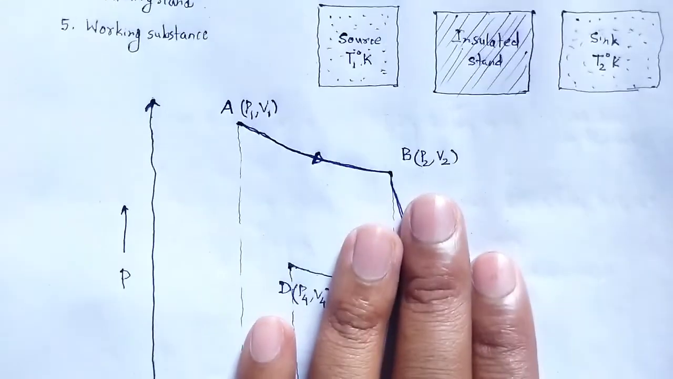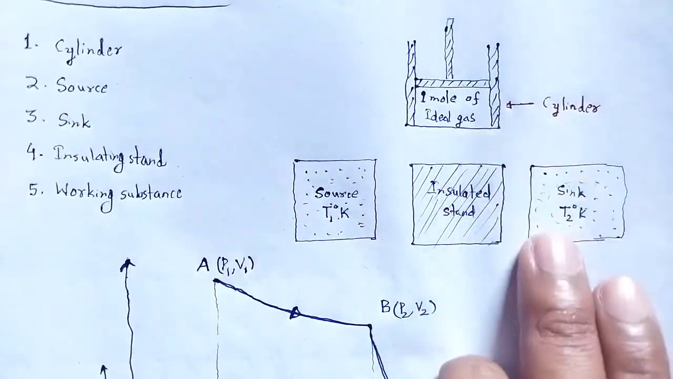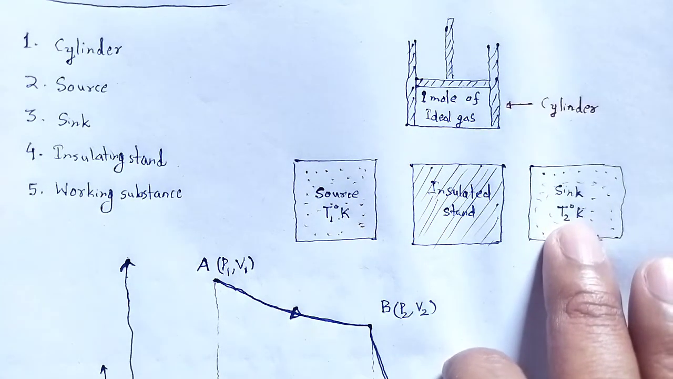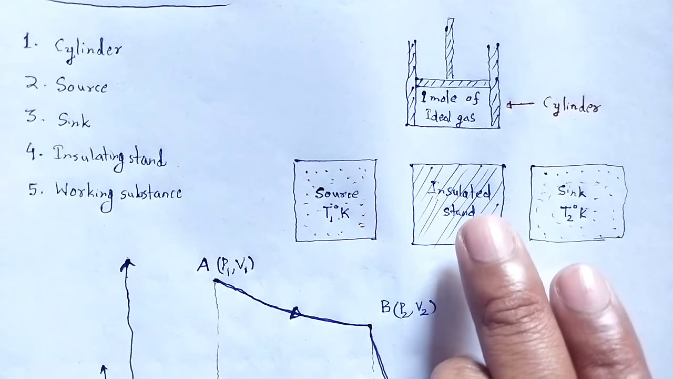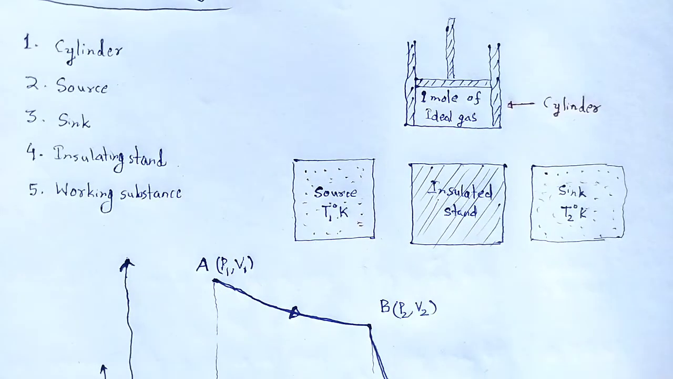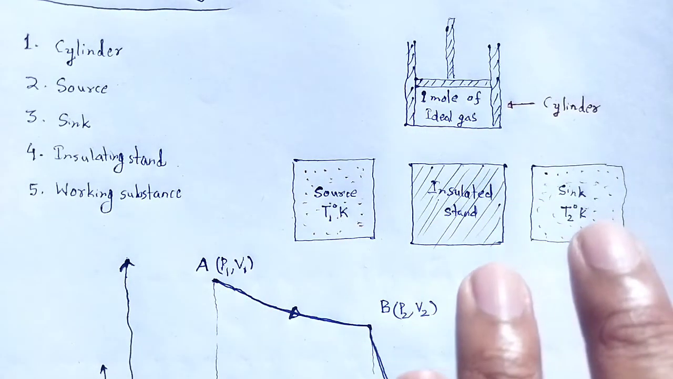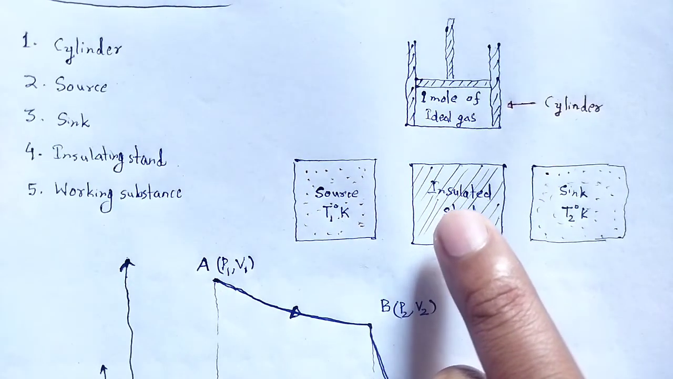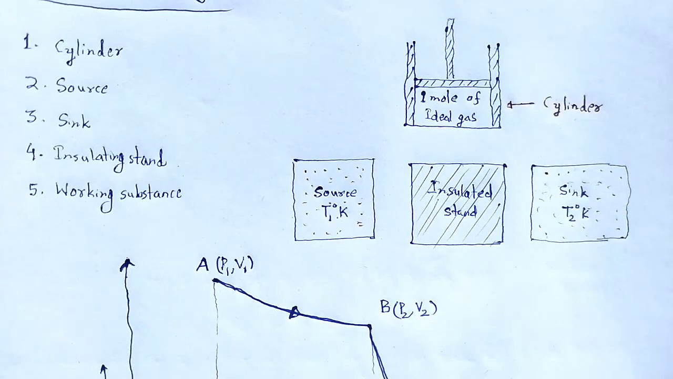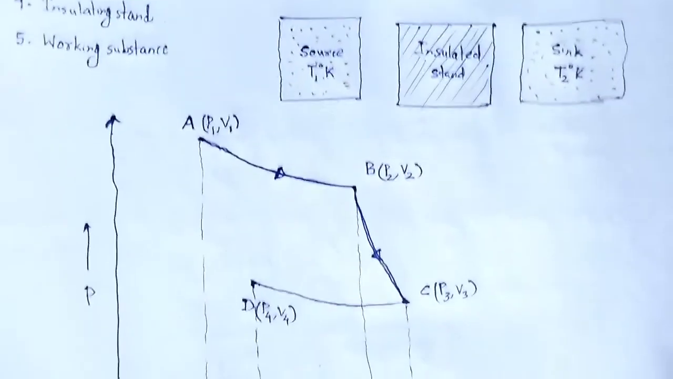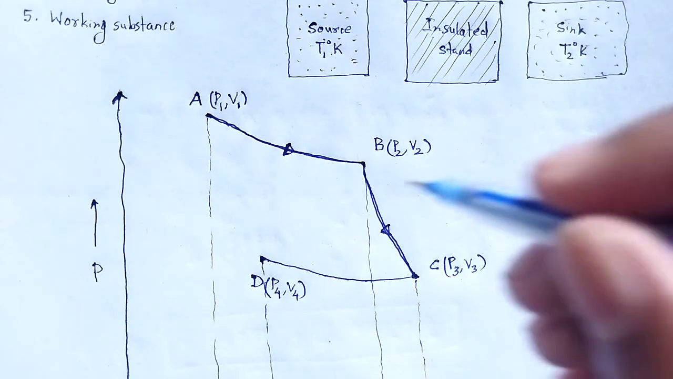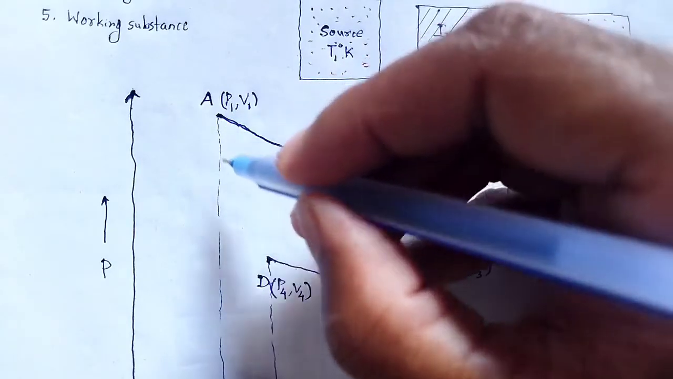Now here we stay the cylinder in the sink. Now remove the cylinder from the sink and place it on the insulating stand. Again the gas is completely thermally isolated from the surroundings. Now compress that gas adiabatically till it reaches the initial state P1 V1. Look at the figure, we compress it till it achieves the initial state P1 V1.